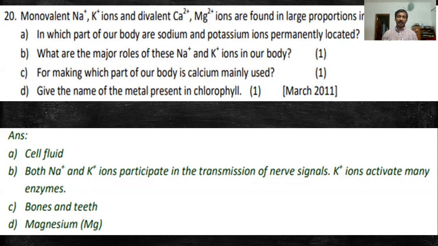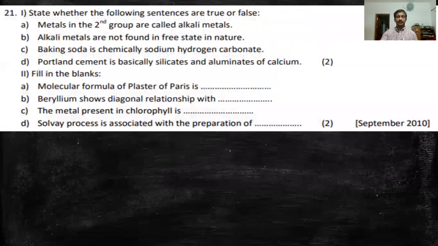Both Na plus and K plus ions participate in the transmission of nerve signals. K plus ion activates many enzymes. For making which part of our body is calcium mainly used? Bones and teeth. Everything is very simple and known to you. Give the name of the metal present in chlorophyll. Magnesium.